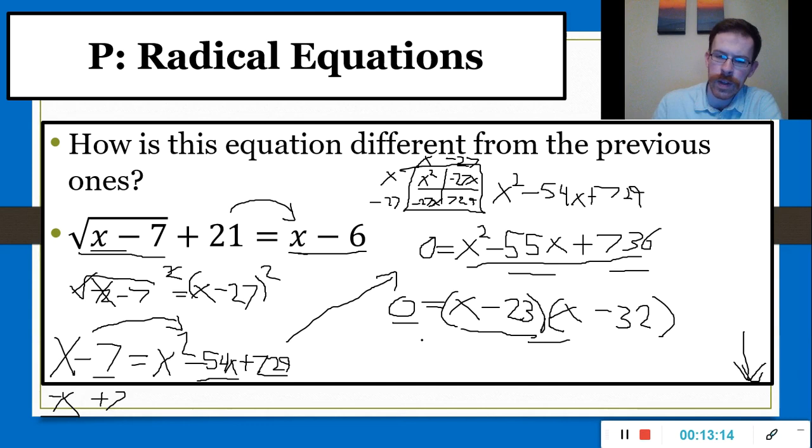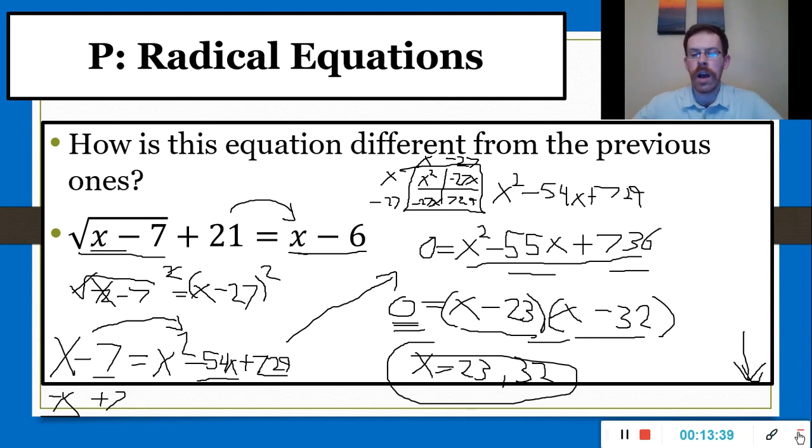So x minus 23 is equal to 0. Well, what's the opposite of a minus 23? X is equal to a positive 23. And if I have x minus 32 is equal to 0, well, what's the opposite of a minus 32? A positive 32. So, there's my answers, ladies and gentlemen. When working on this problem, the two numbers that will solve this equation are 23, where I can plug 23 into both, and 32.